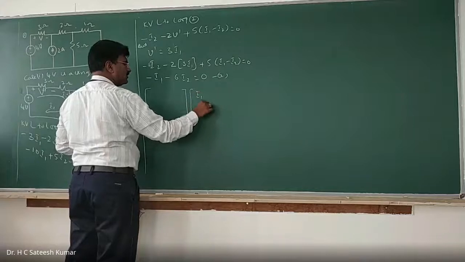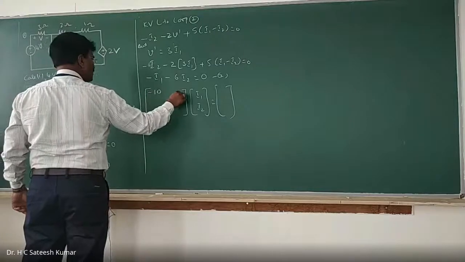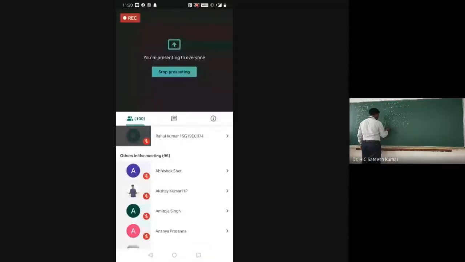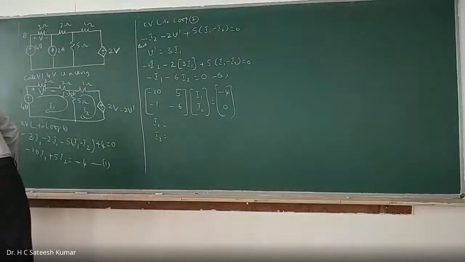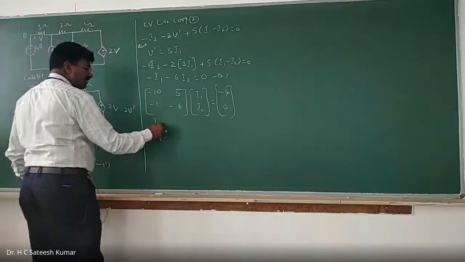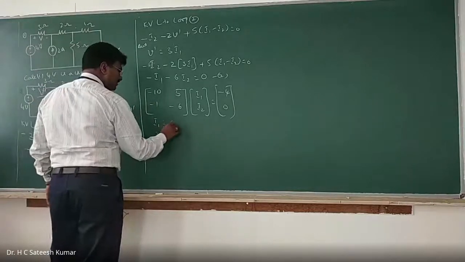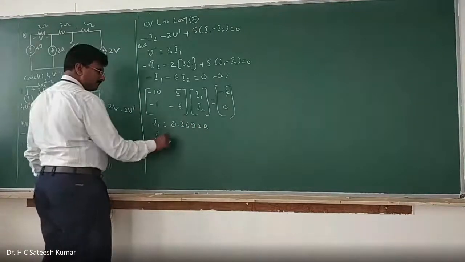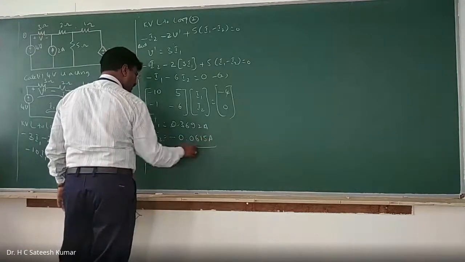I1, I2 is equal to the inverse of the coefficient matrix times the constants: 10, 2 unknowns, 5, minus 4, minus 1, minus 6, 0. I1, I2, how much is that? I1 is 0.3692 amps, and I2 is minus 0.0615 amps.